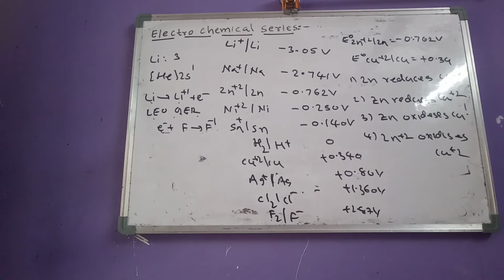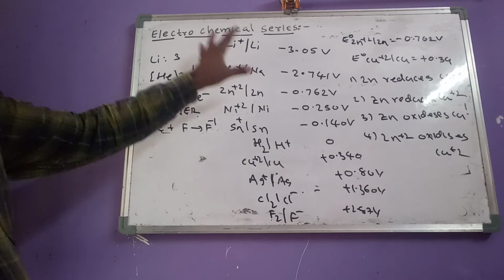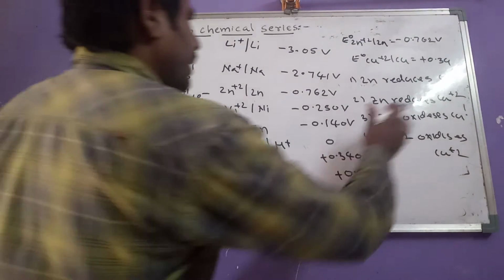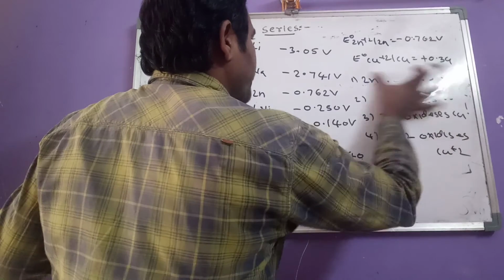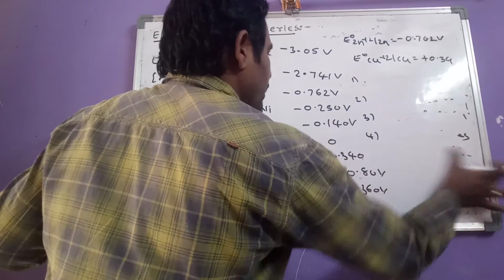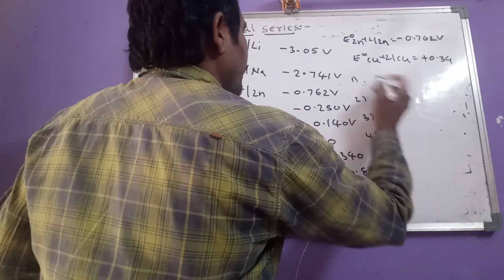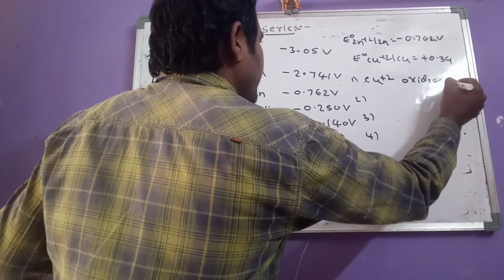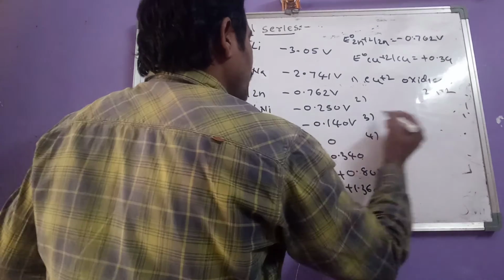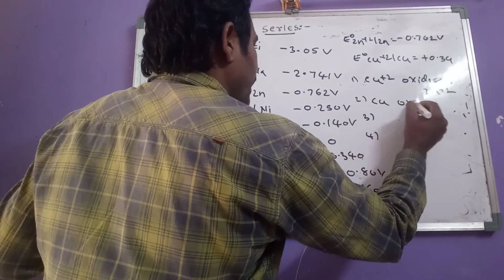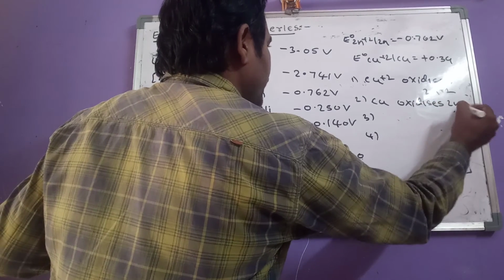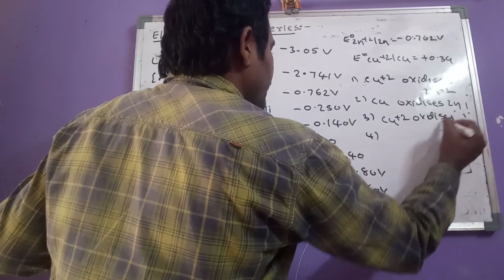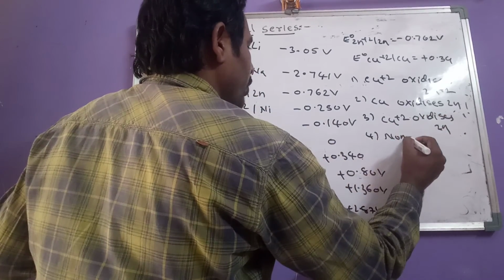So now here, a small disturbance. Okay, now here, zinc. I give another option here for you. What is that option? See here. The first option is copper plus 2 oxidizes zinc plus 2. Second option, copper oxidizes zinc. Third option, copper plus 2 oxidizes zinc. Fourth option, of course, you can take none.